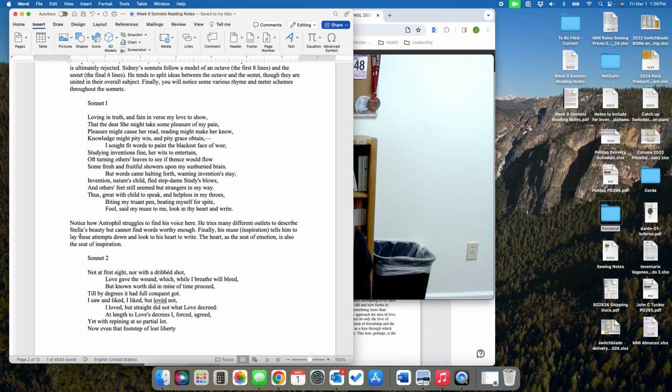Let me get started again. Loving in truth and fain in verse my love to show, that the dear she might take some pleasure of my pain. Pleasure might cause her read, reading might make her know. Knowledge might pity win, and pity grace obtain. I sought fit words to paint the blackest face of woe, studying inventions fine, her wits to entertain, oft turning others' leaves to see if thence would flow some fresh and fruitful showers upon my sunburned brain.